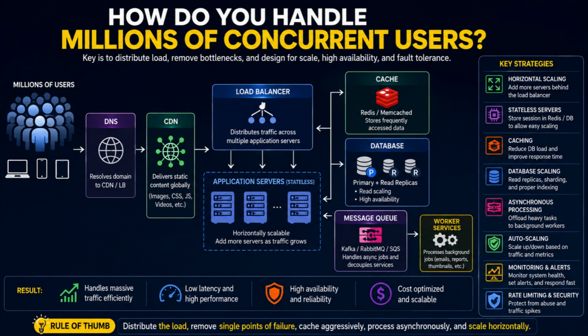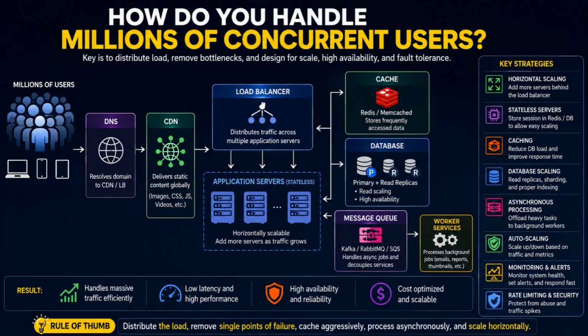How do you handle millions of concurrent users? The key is to distribute the load and remove bottlenecks. Start with DNS and a CDN to route requests and serve static content globally. Use a load balancer to distribute traffic across multiple stateless application servers. As traffic grows, simply add more servers.